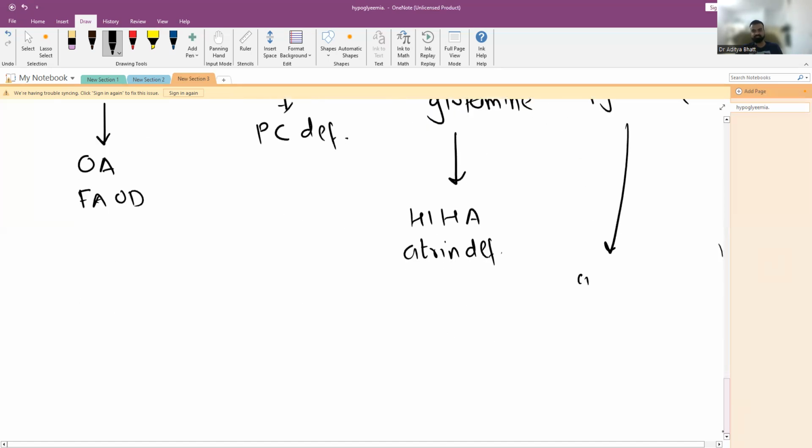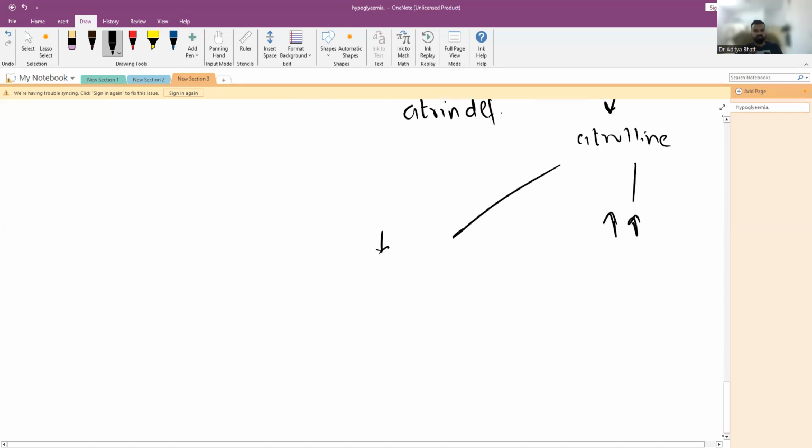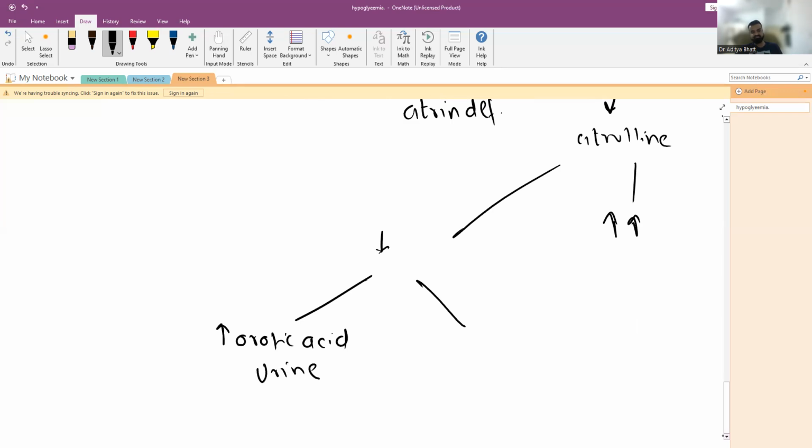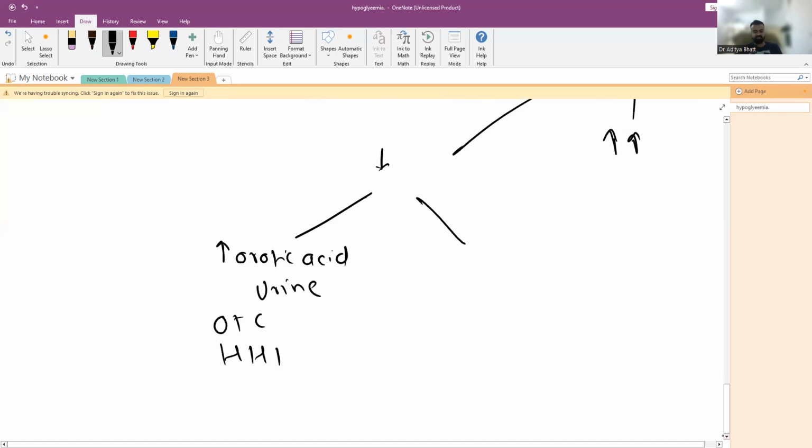citrulline. Okay, citrulline. Now, if the citrulline is low, or if the citrulline is high. So, if the citrulline is low, you can divide it into two parts depending upon the levels of orotic acid. Increased orotic acid in urine is seen with ornithine transcarbamylase deficiency and triple H syndrome. That is hyperammonemia, hyperornithinemia, and homocitrullinuria. Okay, even arginase defect is a part of increased orotic acid with low citrulline.